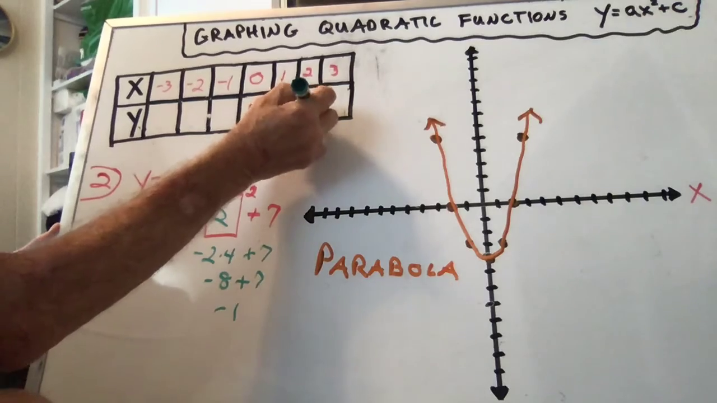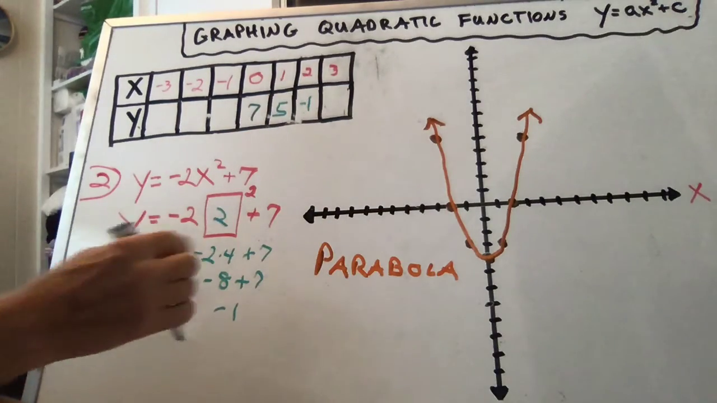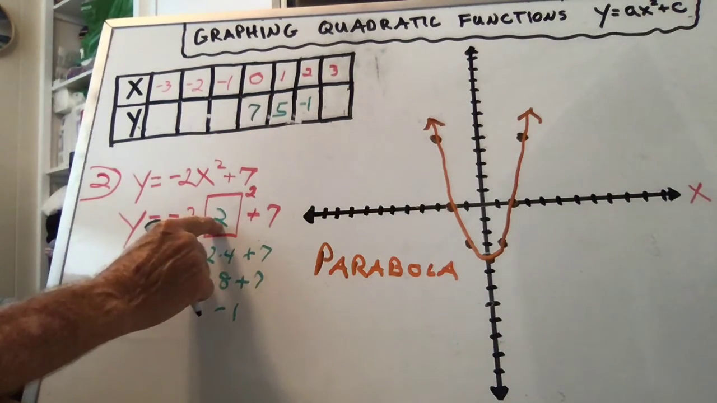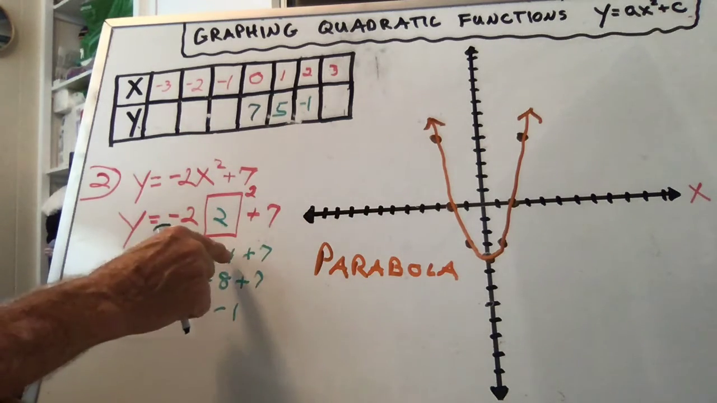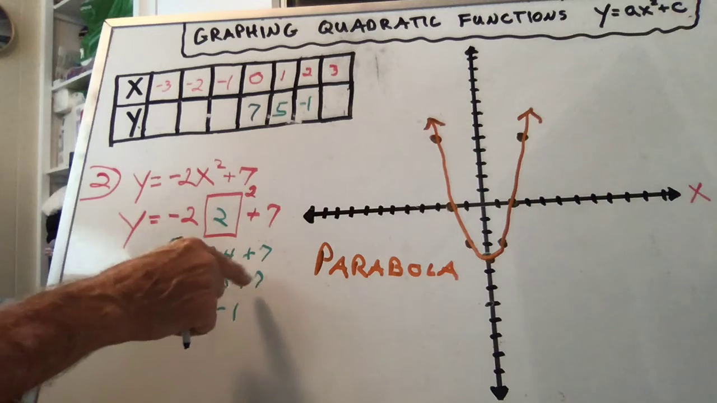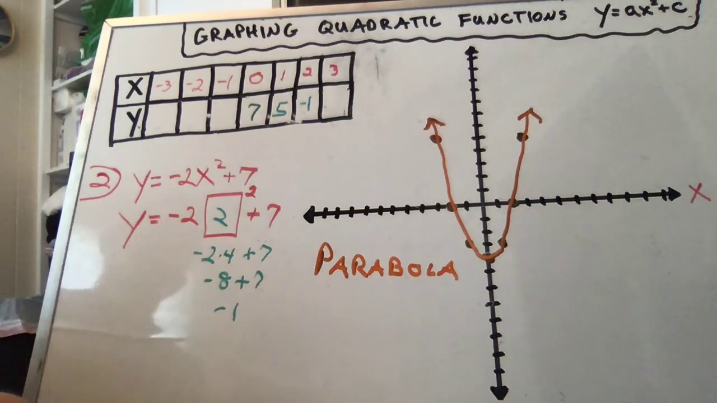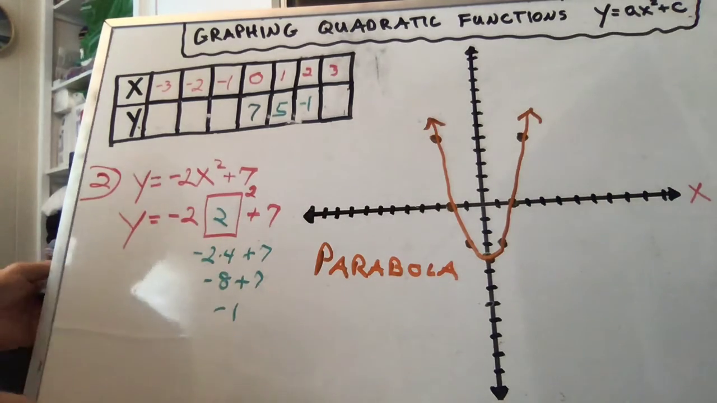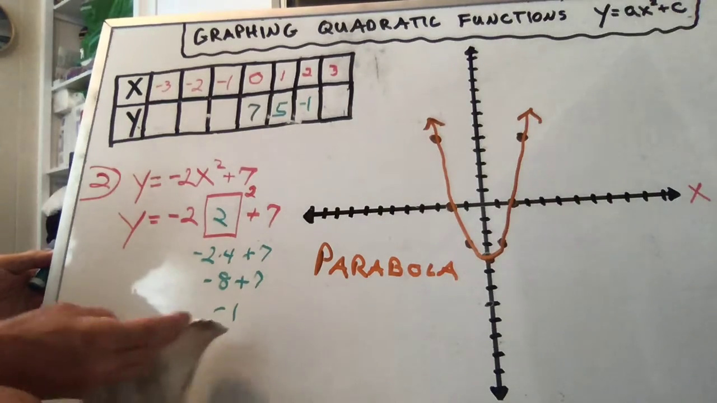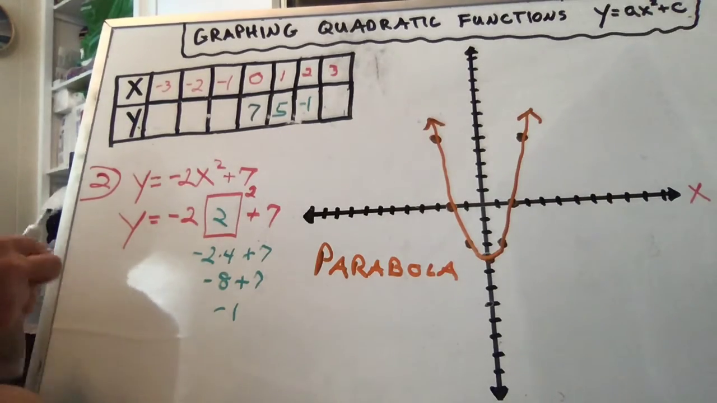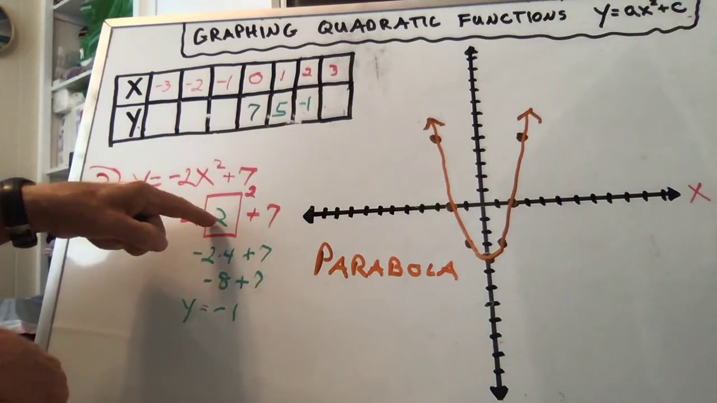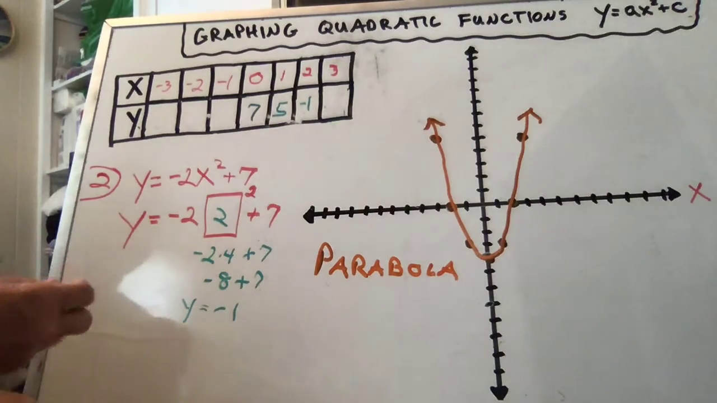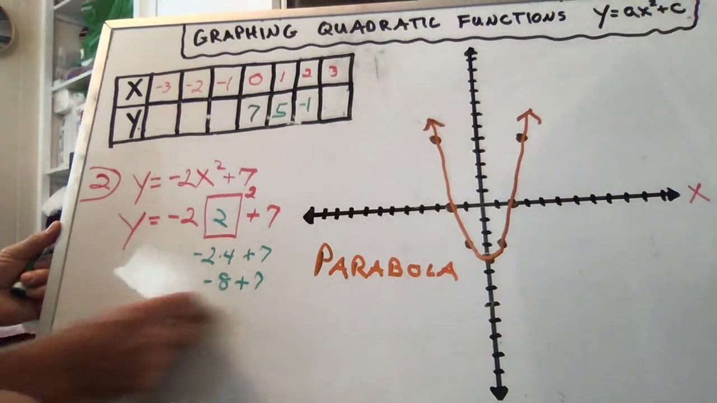So anytime something like that happens, I check myself. So I put the 2 in there. 2 squared is 4. Negative 2 times 4 is negative 8. Plus 7, negative 1. Okay, I did it right. It's always a good idea to step back and check your steps as you go. It's a very smart thing to do. So when x is 2, y is negative 1.